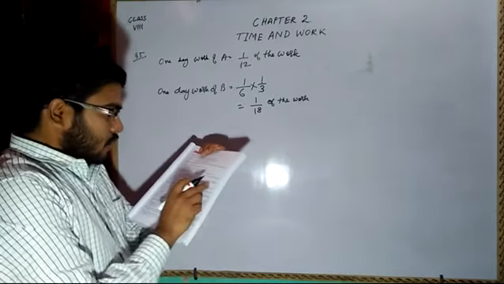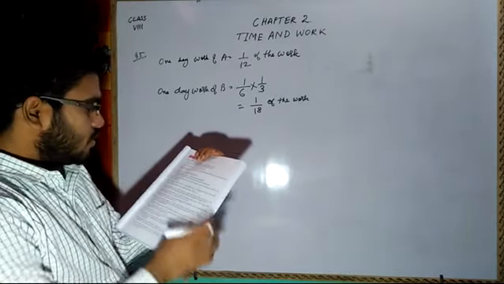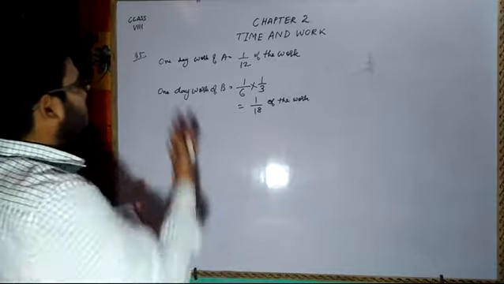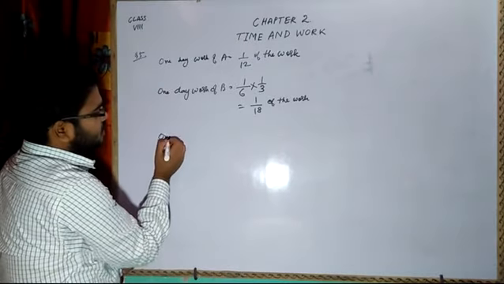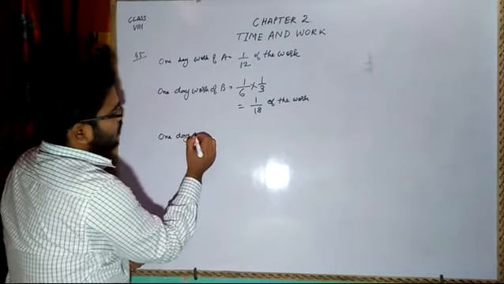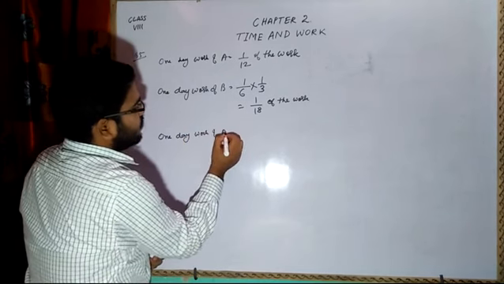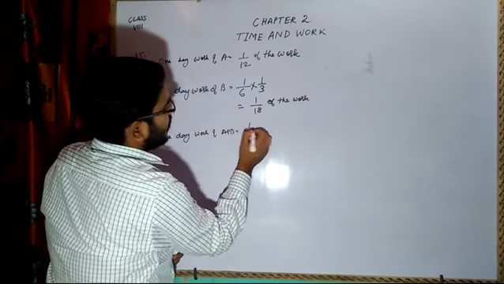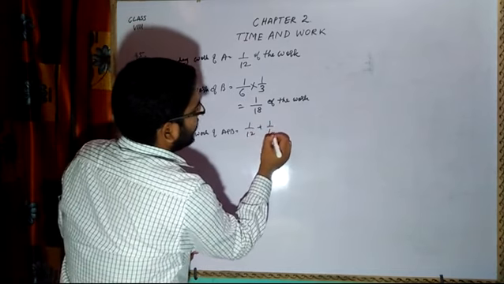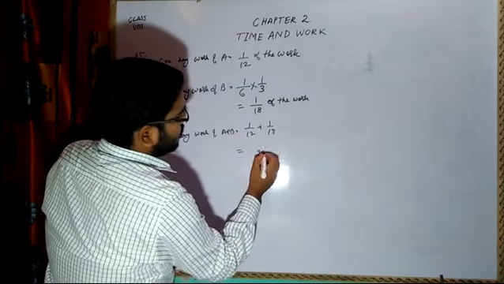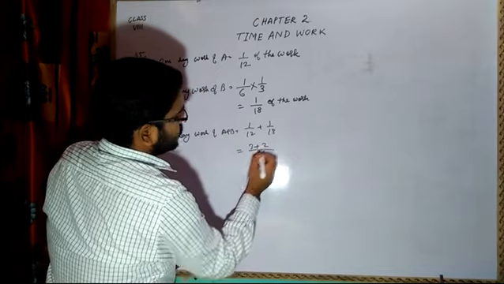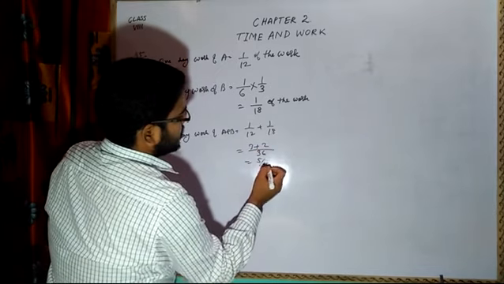Now if they work together, how long will they take to dig the whole trench? Working together, first our task is 1 day work of A plus B, which is equal to 1 by 12 plus 1 by 18. Now LCM will be equal to 36. 3 plus 2, 5 by 36.